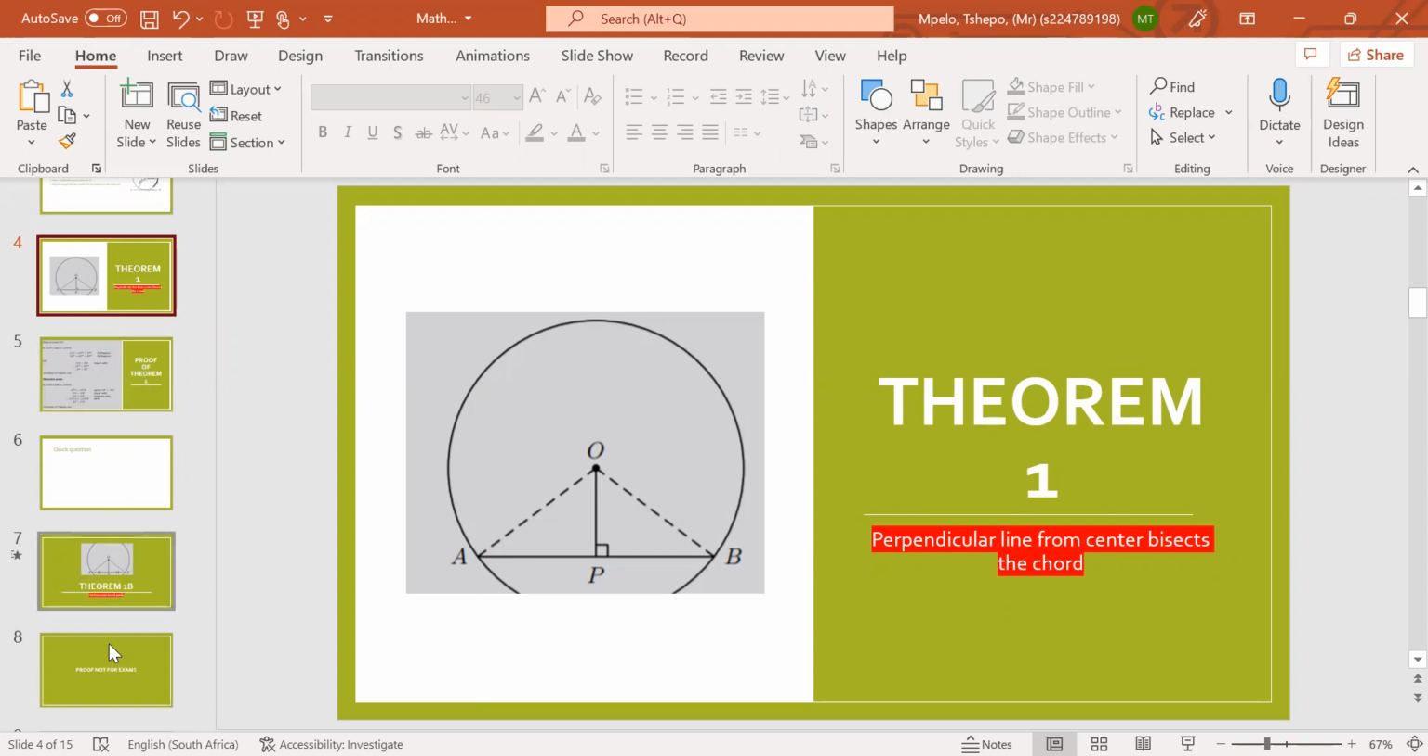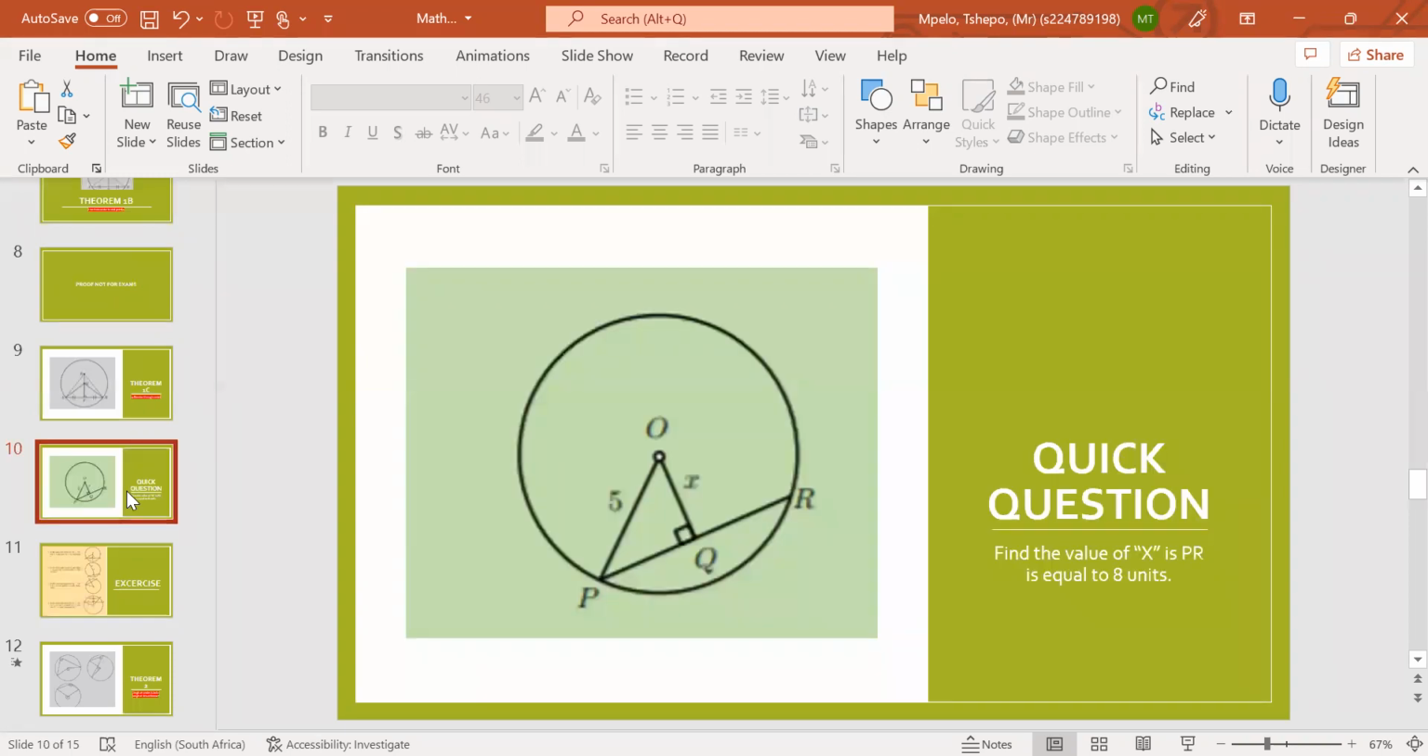Yeah, go on. Sharp. And then, beginning OP minus PQ is equal to X, since OP is the hypotenuse. OP minus PQ is equal to X. Okay, congratulations. Maybe your answer is not 3? Well, congratulations for understanding the concept of Theorem 1.